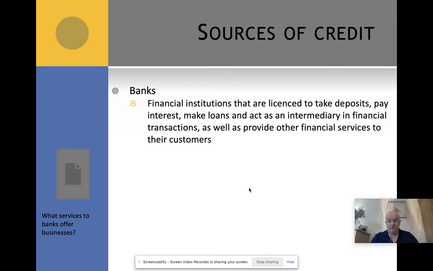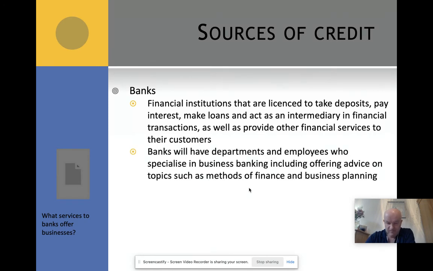Okay, we've talked about the fact that they are licensed to take deposits, pay interest, make loans, and clearly banks are quite a good source of credit. Although to be fair, they're not quite as helpful in terms of loans as maybe they have been in the past, where, for various issues as far as the financial crisis is concerned, that sometimes has caused banks to be a bit more cautious in terms of the way that they loan money.